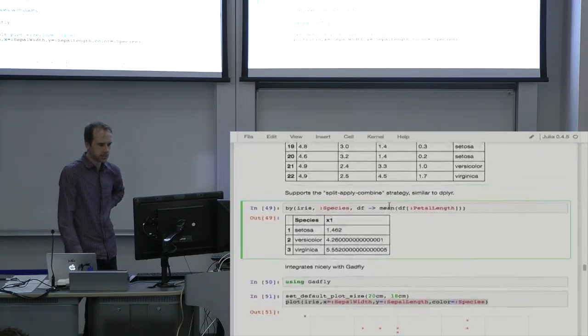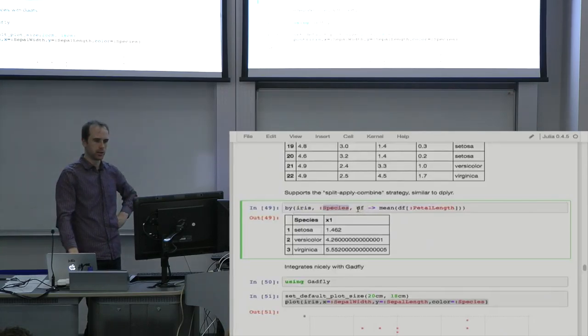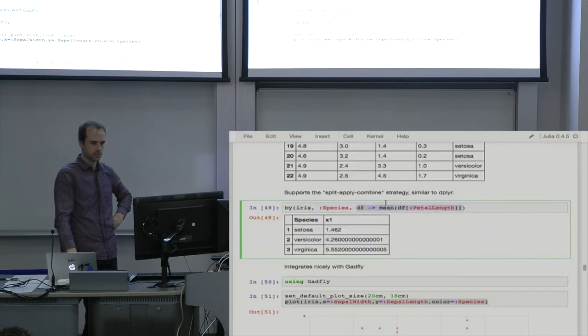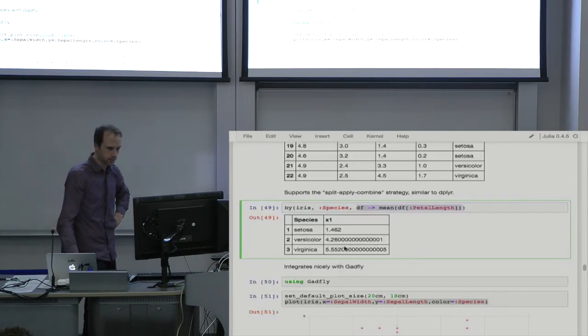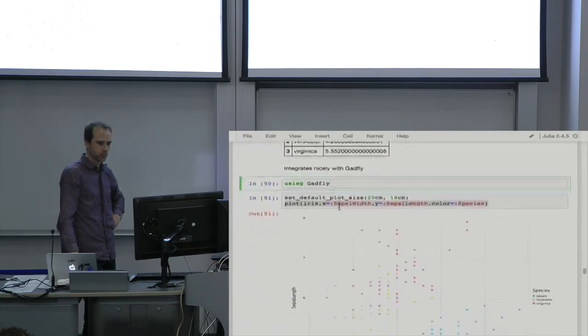And then it also supports this split, apply, combine strategy, which Jihao mentioned. So the idea is you have the data set, then this by function, which is essentially a group by: it splits the data into groups by species, and then for each one of those you apply some function. In this case, we're applying an anonymous function which computes the mean of the petal length column for each of those groups, and that gives you the classic split, apply, combine. And one of the things is it works very nicely with Gadfly.